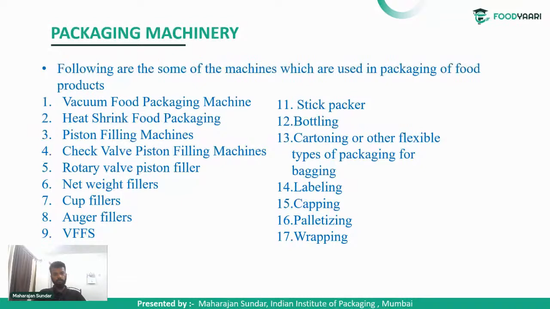Then there are heat shrink food packaging machines, piston filling machines, check wall filling machines, rotary wall filling machines, net weight filler, cup fillers, auger fillers, vertical form fill seal machines, horizontal form fill seal machines, stick packer, bottling machines, cartoning or other flexible types of packaging, bagging, labeling, capping, palletizing, and wrapping. These are very limited machineries I have mentioned here. Apart from these, there are many, out of which, due to time constraints and limitations, I am going to discuss some of the mentioned machines here.